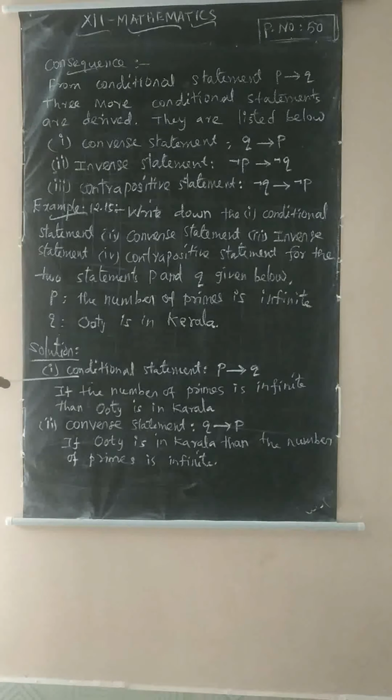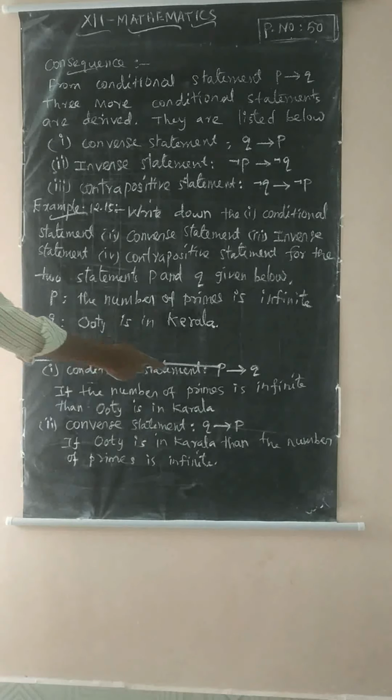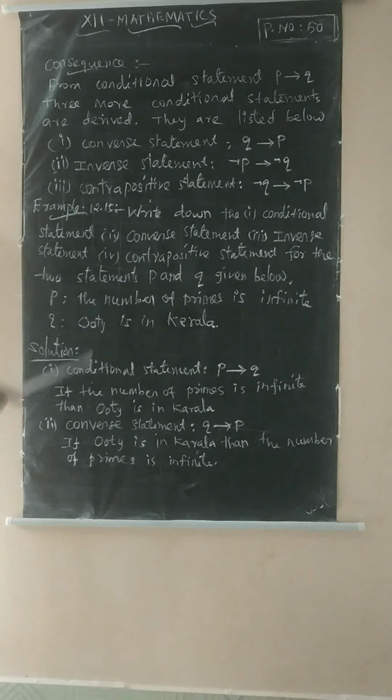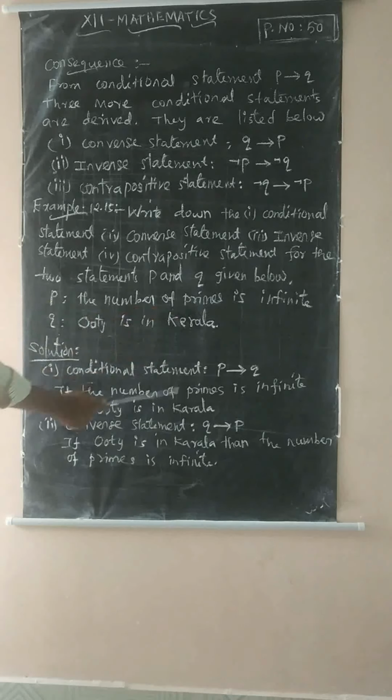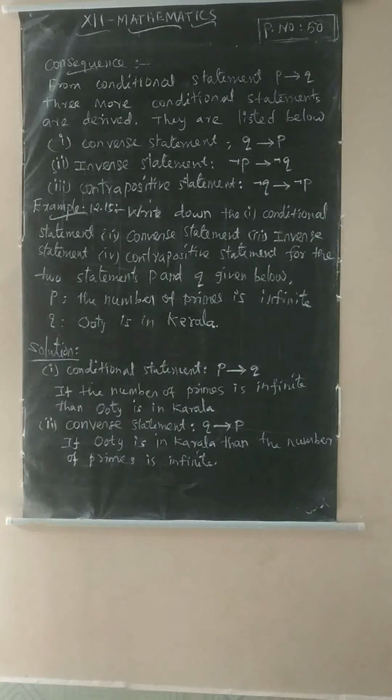Solution. First we write the conditional statement. Already we know the symbol P conditional to Q. Conditional means if then. We write the words if then. If, first write the number of primes is infinite. Then, Ooty is in Kerala. That is the conditional statement.